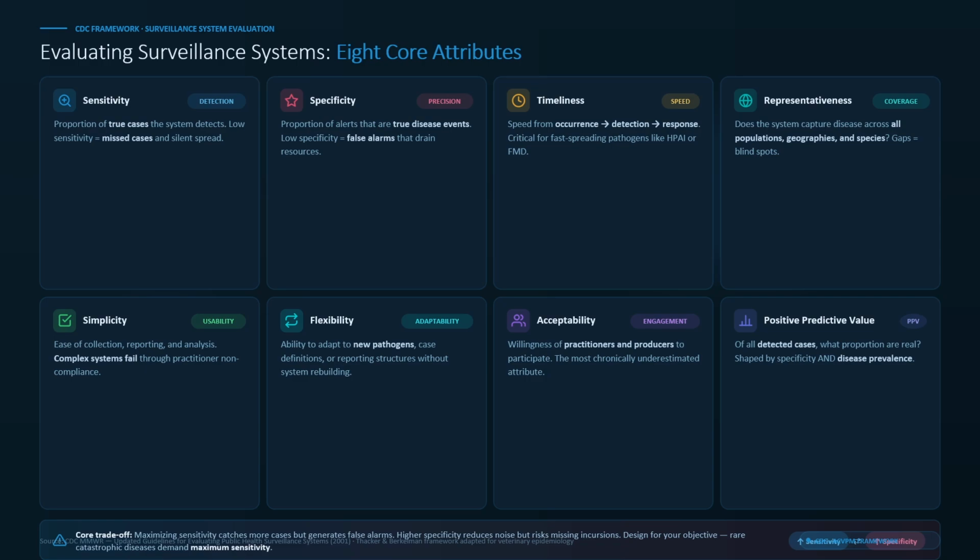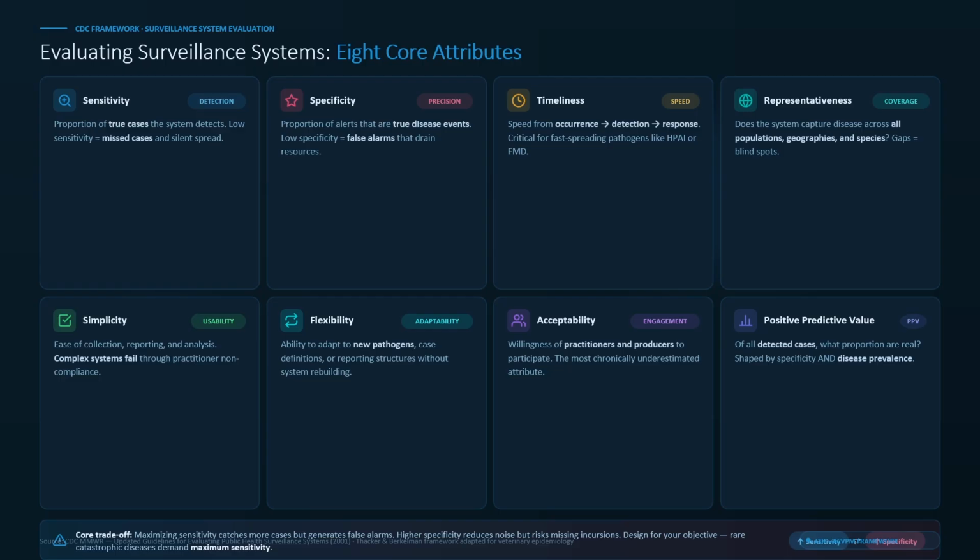Timeliness, the speed from occurrence to detection to response. It's critical for fast-moving pathogens like HPAI or FMD, where delays are measured in premises and lives. Representativeness. Does the system capture disease across all populations, geographies, and species? Gaps become blind spots. Simplicity. How easy the system is to operate, report into, and analyze. Complex systems fail through practitioner non-compliance.